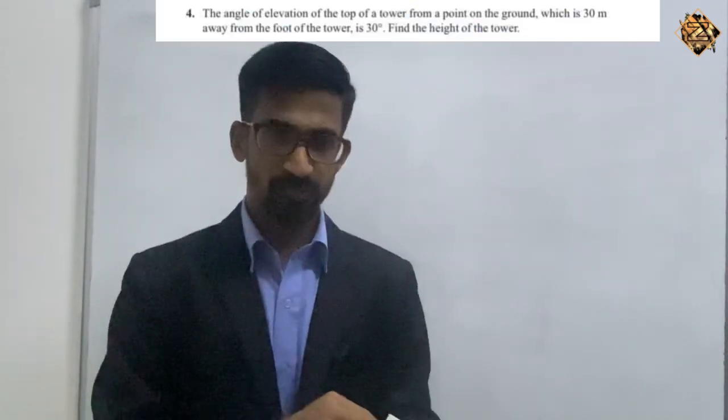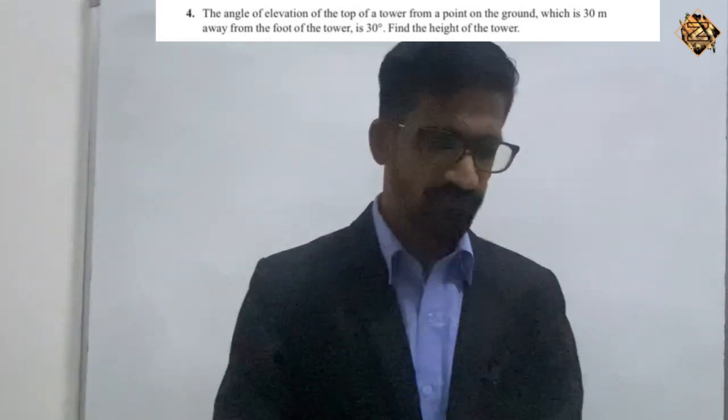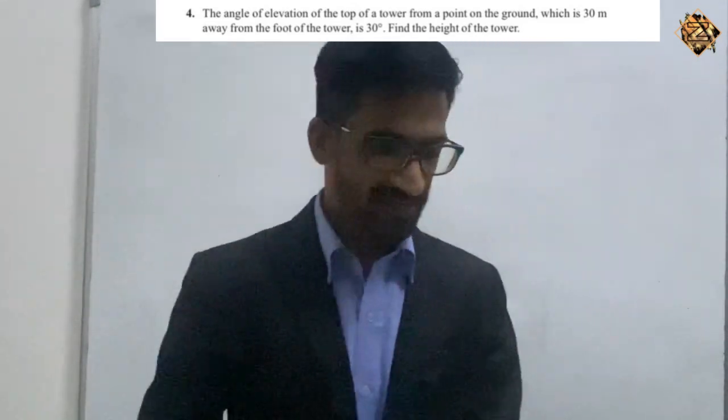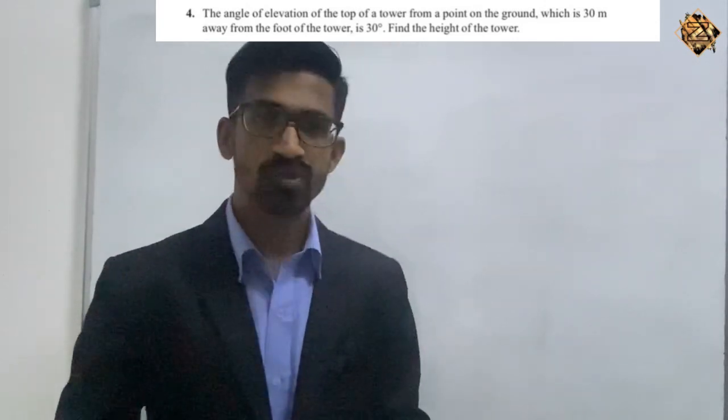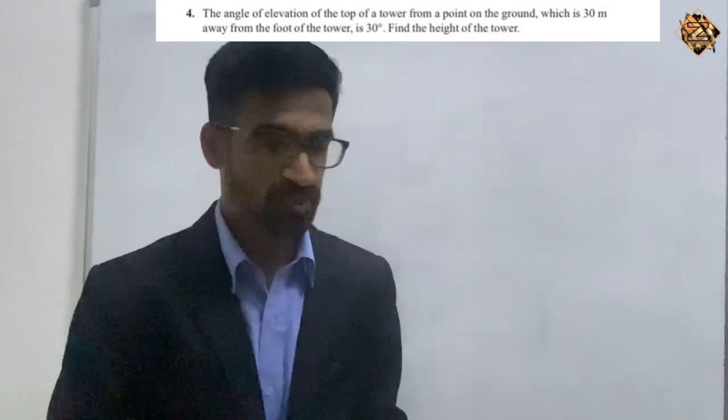Hi students, now let's look at exercise questions of textbook page number 204, question number 4, exercise 9.1. The angle of elevation of the top of a tower from a point on the ground which is 30 meters away from the foot of the tower is 30 degree. Find the height of the tower. Question number 4.